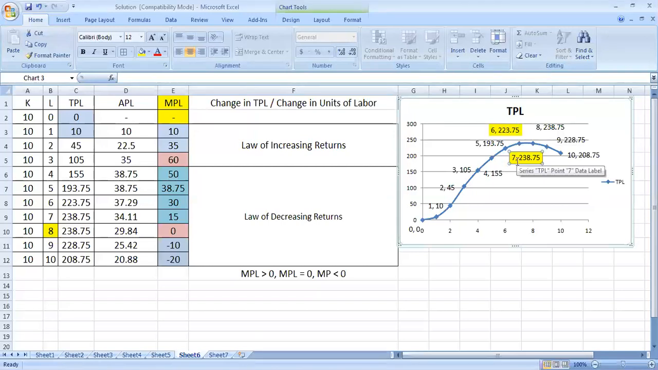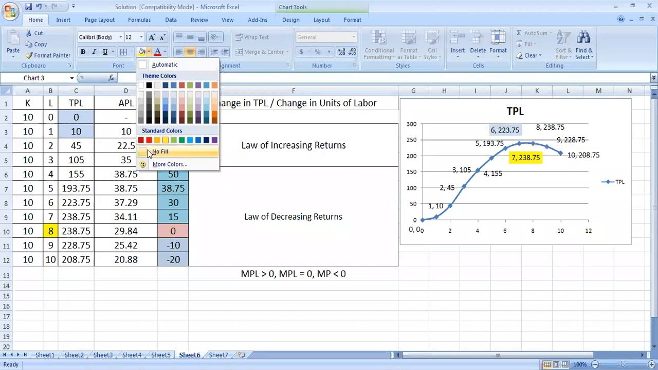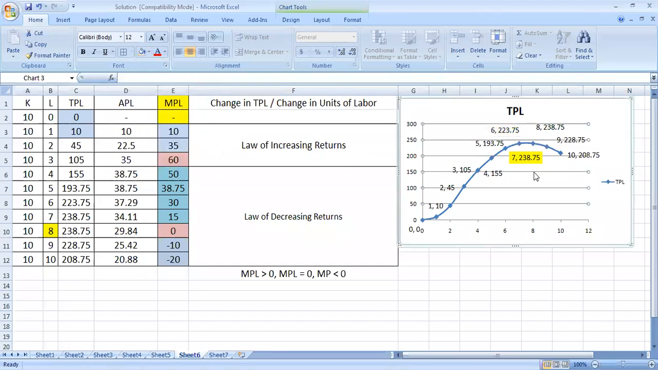But if you look at the value of the 7th unit of labor, it is 238.75, right? So if you compare 223 with 238, we come to know that 223 is not the maximum output. Therefore, I should unhighlight this particular information. After looking at this value, we can see that the level of output is 238.75. Now let's move towards the next value. At the 8th unit of labor, we could see that it is again 238.75, right?